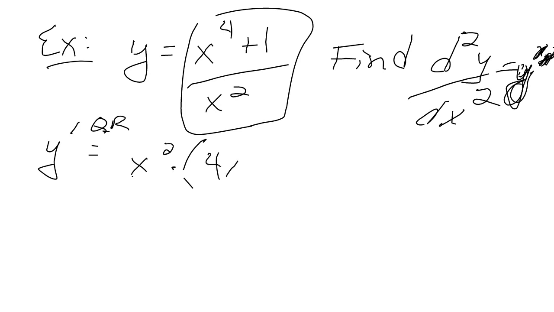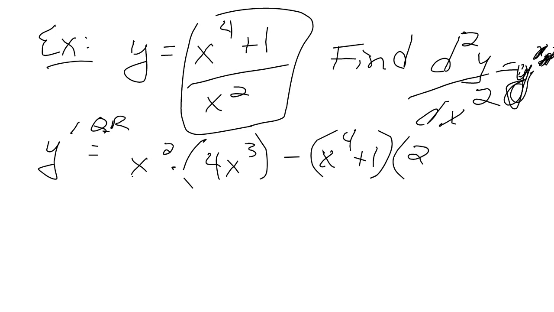It's 4x cubed, because the derivative of 1 is 0, right? Minus the top one, which is x to the 4th plus 1, times the derivative of x squared. What's the derivative of x squared? 2x using the power rule, right? All over the bottom one squared. So x squared squared is x to the 4th.